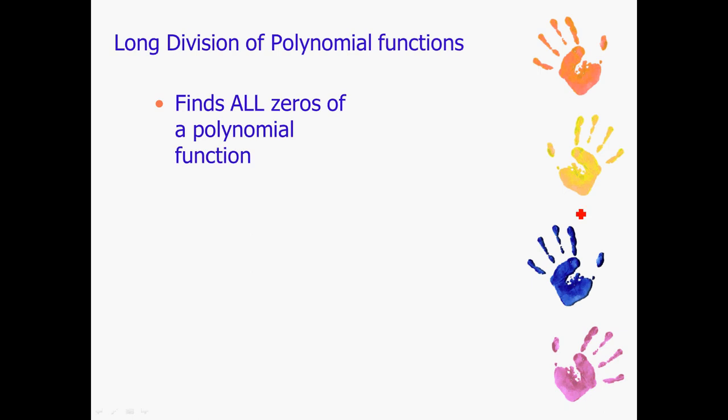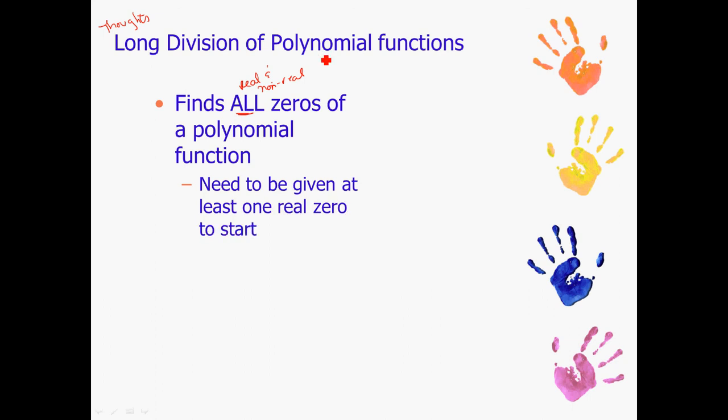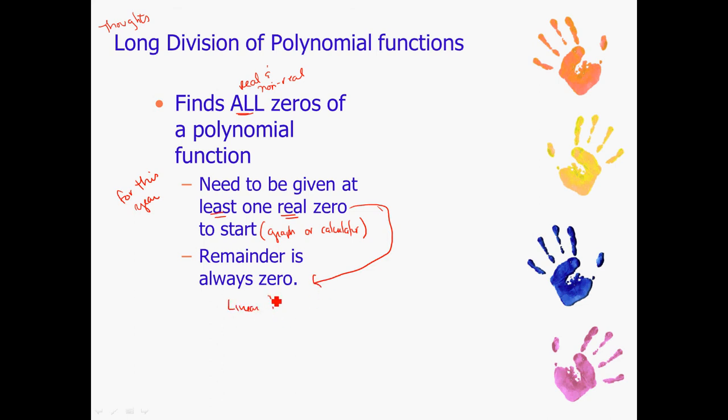So, thoughts? Using long division of polynomial functions, I can find all the zeros, real and non-real, of a polynomial function. But for now, which will be true for this year, you need to be given at least one real zero to start. I will either give you a graph or a calculator so you can graph and find the zero. Your remainder will always be 0 because this one real zero is turned into a linear factor, and when you divide with factors, your remainder is 0.